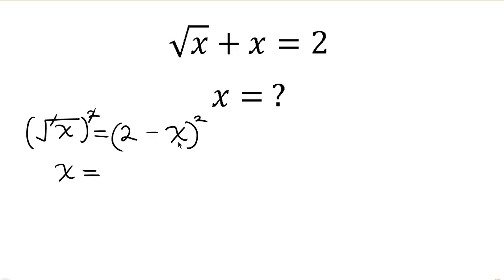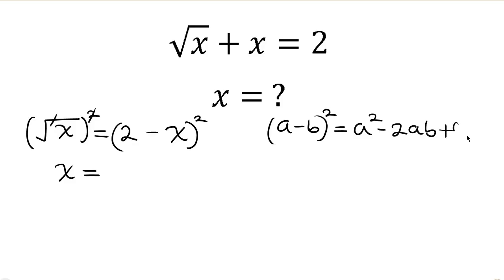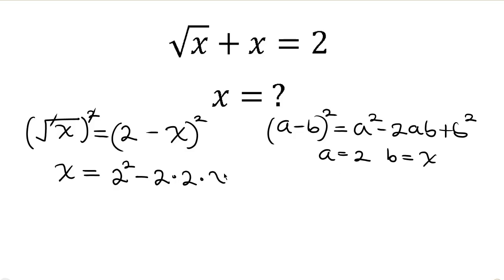Very important. Now notice that this square cancels out the square root, leaving behind x to be equal to, now the right hand side is of the form a minus b all squared. And this is expanded as a squared minus 2 times a times b plus b squared. And if we have to compare, you see that a is 2 and that b is x. Now let's write this in this form. So we have a squared, that means we can say this is 2 squared minus 2 times a times b. So 2 times a is 2 times b is x. And then plus b squared. So plus b is x. So this is x squared.